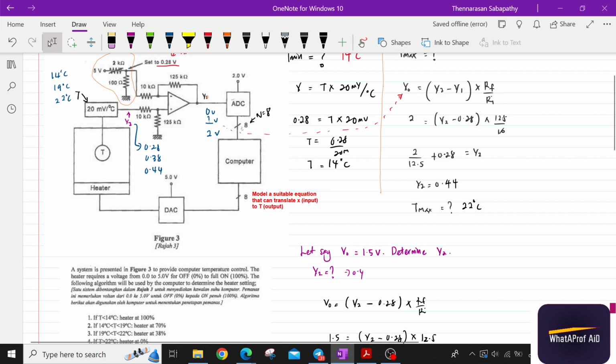Okay, get V out of signal conditioning for this first. V out of signal conditioning actually becomes the V in for this ADC. So you have to do this one first. Try to do first. I give you 5 minutes.